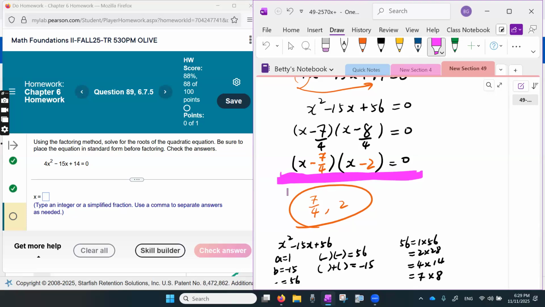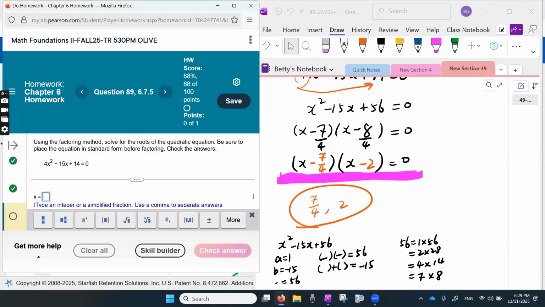Right side is 0, left side is parentheses times parentheses. In each parenthesis, we have variable x plus number, right? Those numbers, their opposites are the solutions. So 7 over 4 and 2. Am I clear about this question, everyone? Yes, ma'am. The name is called slide divide. No need to slide back, okay? Do not slide back. You're going to differentiate the two methods.